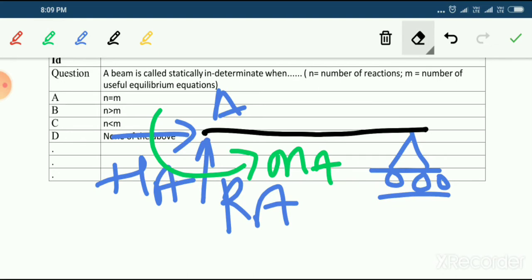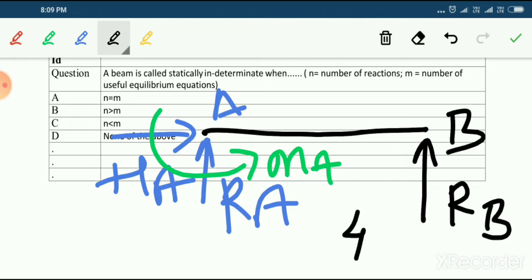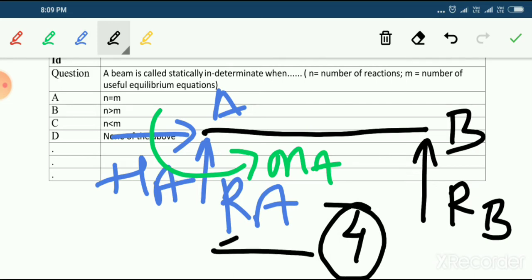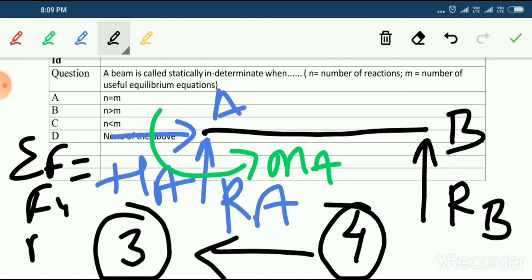If I remove this roller support, how many reactions do you have? For roller support only one reaction, that is always perpendicular to the support, so this is RB. So how many reactions here? Here number of reactions are 4, and how many static equilibrium equations do I have? That is summation of Fx equal to 0, summation of Fy equal to 0, and summation of M equal to 0. Total number of equilibrium equations is 3. From 3 equations I can't find 4 unknowns. So if the unknowns cannot be calculated by static equilibrium equations, then that type of beam is called indeterminate beam.